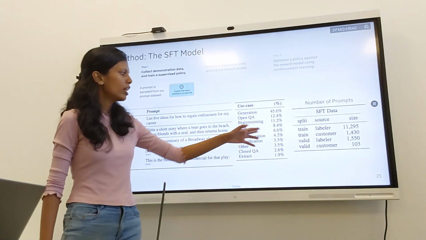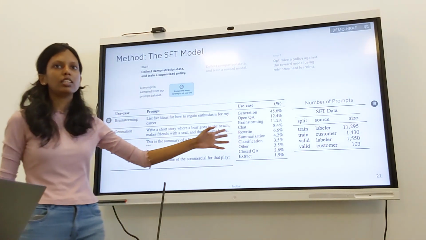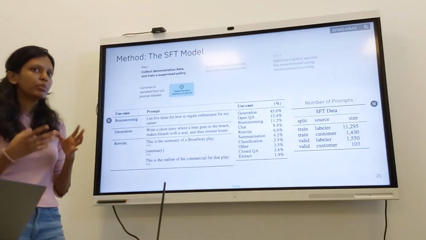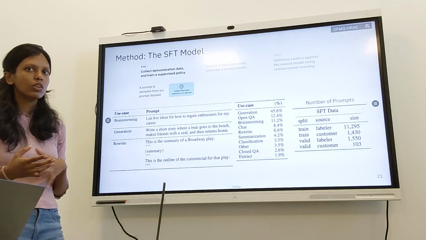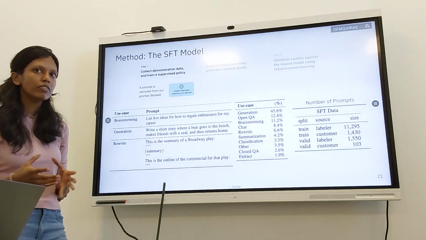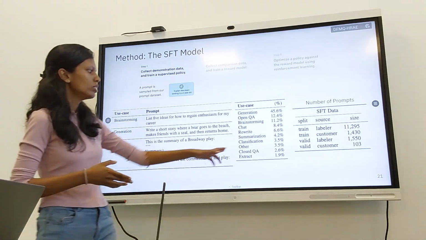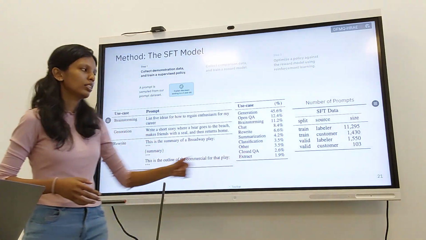Because there is a very small percentage of summarization and classification tasks, which are the NLP tasks that people have really worked on, this model does not perform very well on existing NLP datasets.